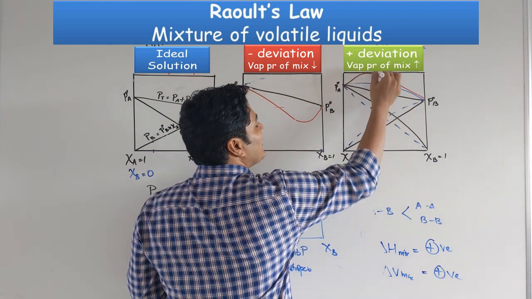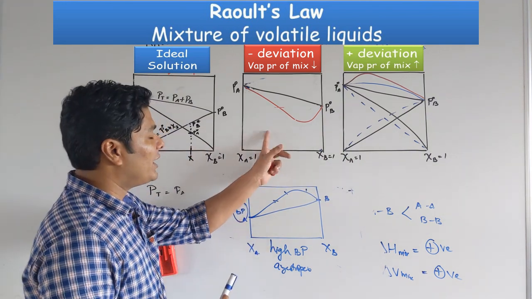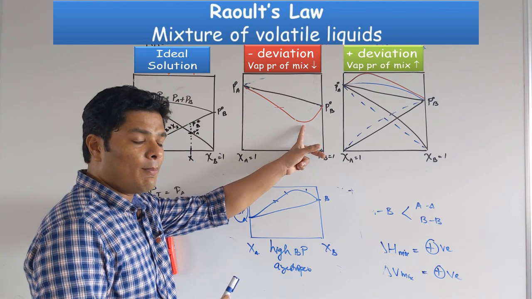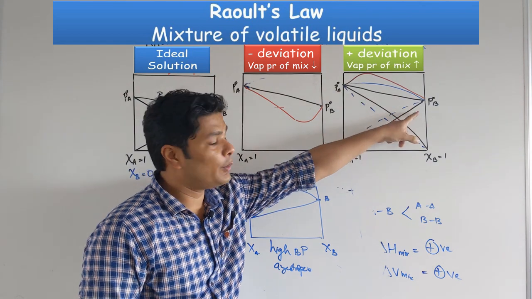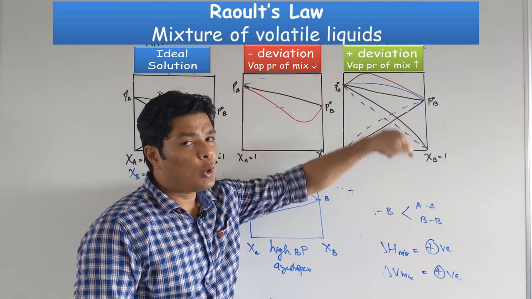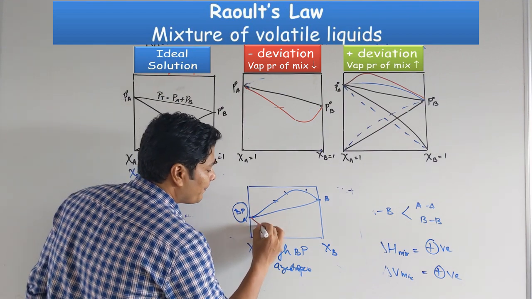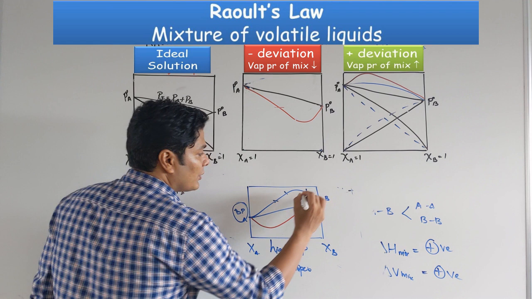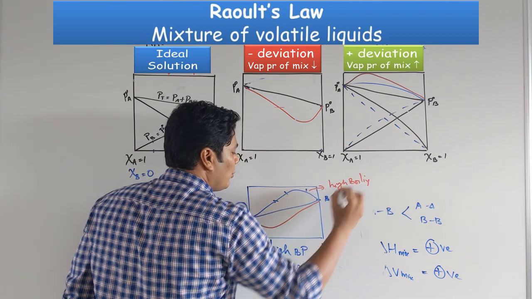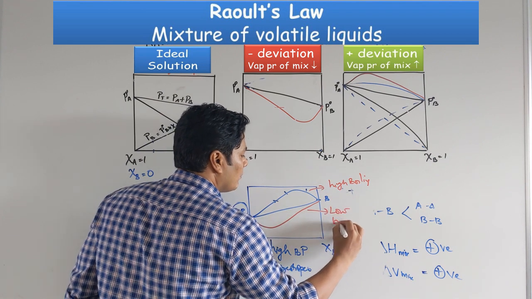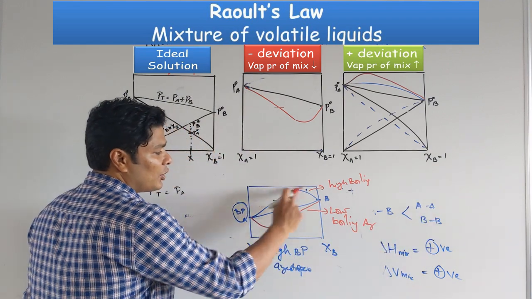If you see, the vapor pressure is higher than pure A and pure B. Okay, that's something you want to know. Here the vapor pressure is lower than pure A and pure B. Boiling point is higher than pure A and pure B. Here the vapor pressure is higher than pure A and pure B. Boiling point is lower than pure A and pure B. So this is high boiling, this is low boiling azeotrope. Okay. This is the normal graph you see.